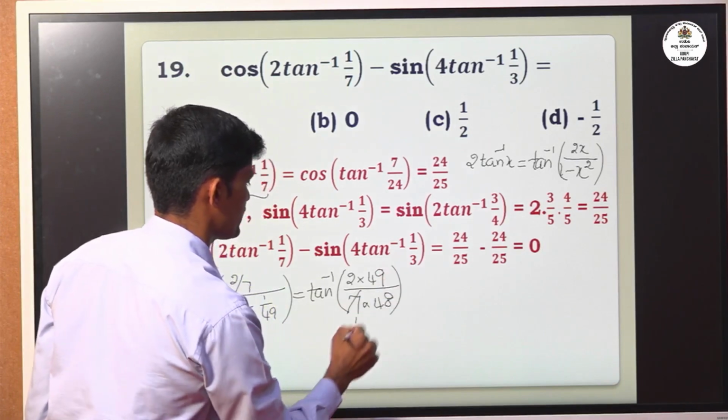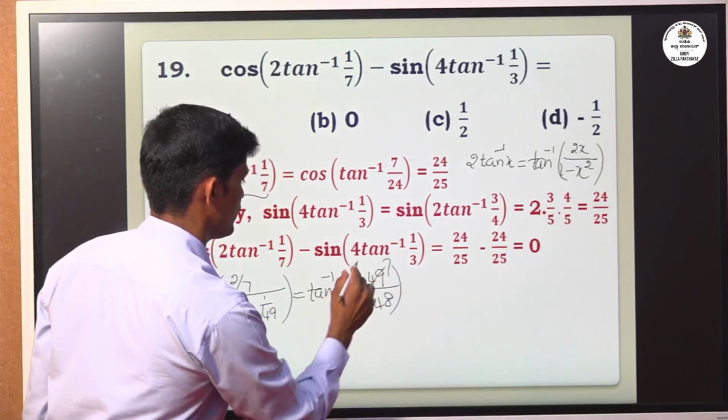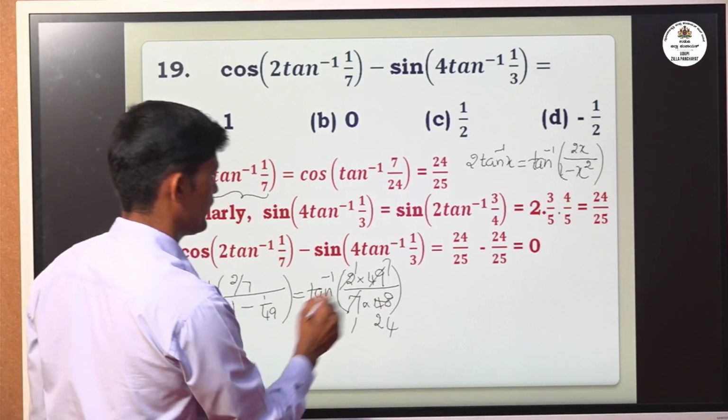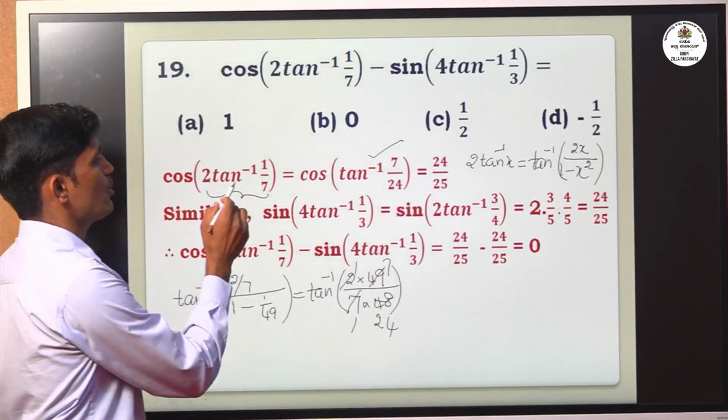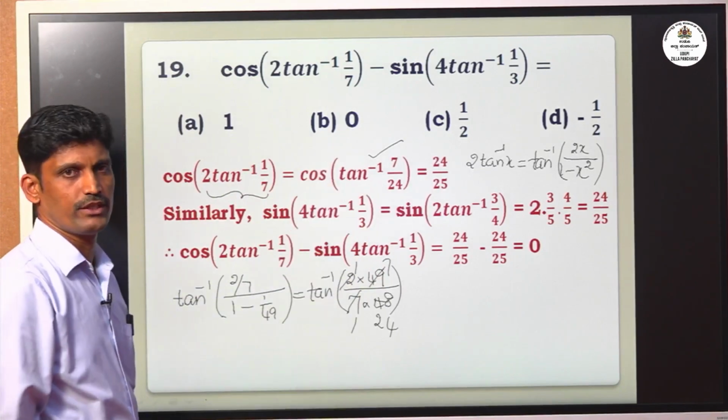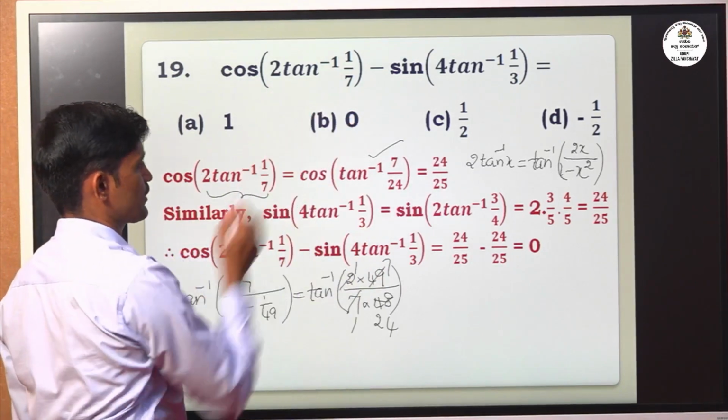So 7 ones are 7, 7 sevens are 49... 2 ones are 2, 24s are 24. Therefore it is tan inverse of 7/24. So it becomes cos of tan inverse of 7/24 by using the 2 tan inverse of x formula.